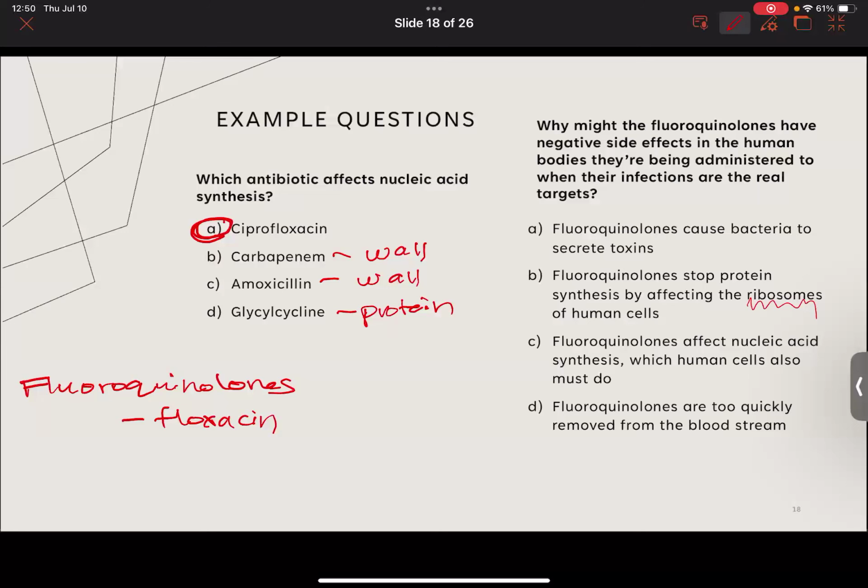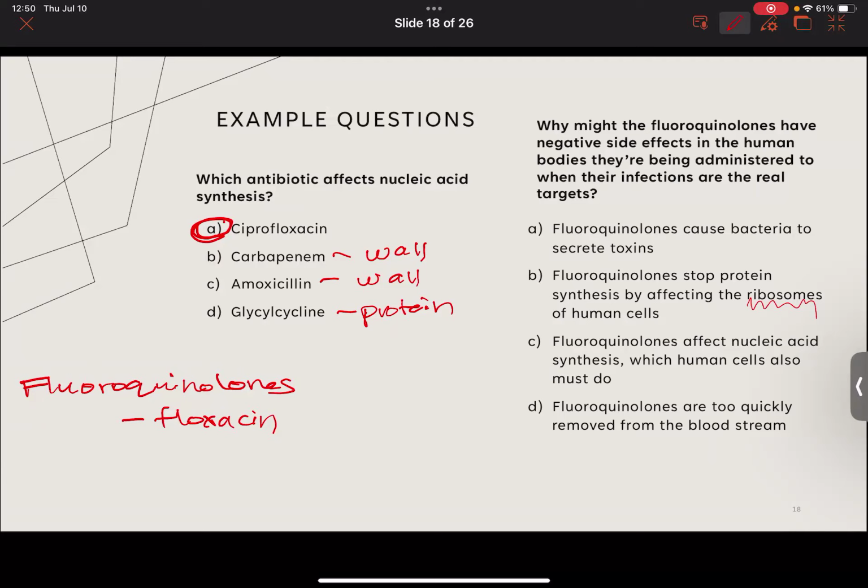Why might the fluoroquinolones have negative side effects in the human bodies they're being administered to, when the infections are the real targets? Well, despite your intentions to inhibit DNA synthesis in the bacteria, do we also need to synthesize our DNA? Of course. So that's the problem with fluoroquinolones. You block DNA synthesis, you block DNA synthesis.